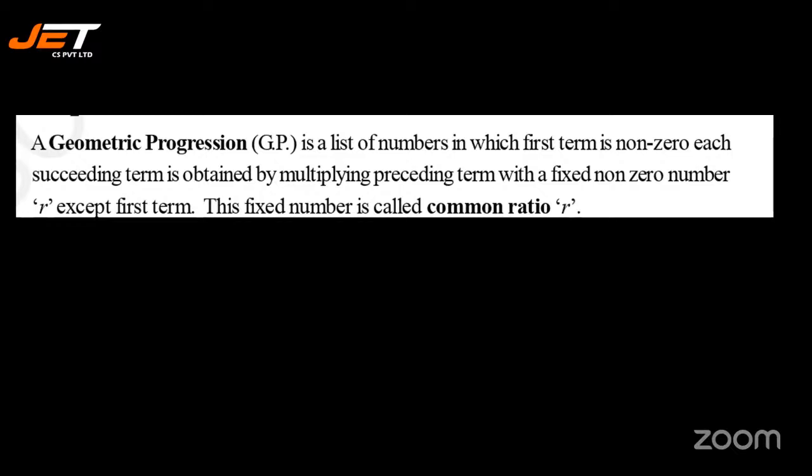A geometric progression is a list of numbers in which the first term is non-zero. Each succeeding term is obtained by multiplying the preceding term with a fixed non-zero number r, except the first term. This fixed number is called the common ratio, that is r. What is the general form of GP? It is a, ar, ar square, ar cube, and so on.